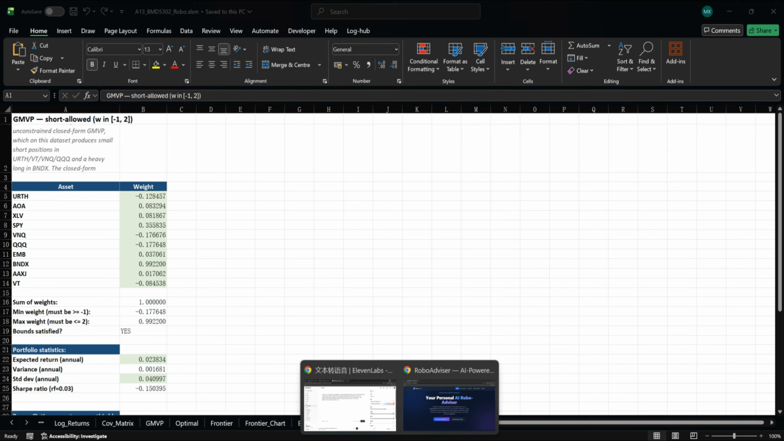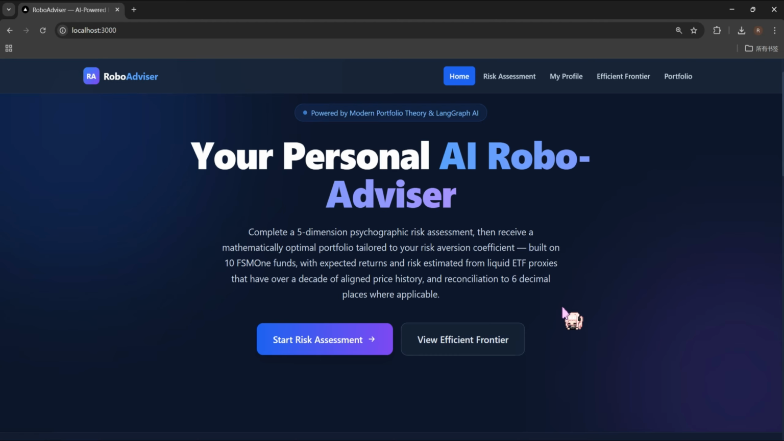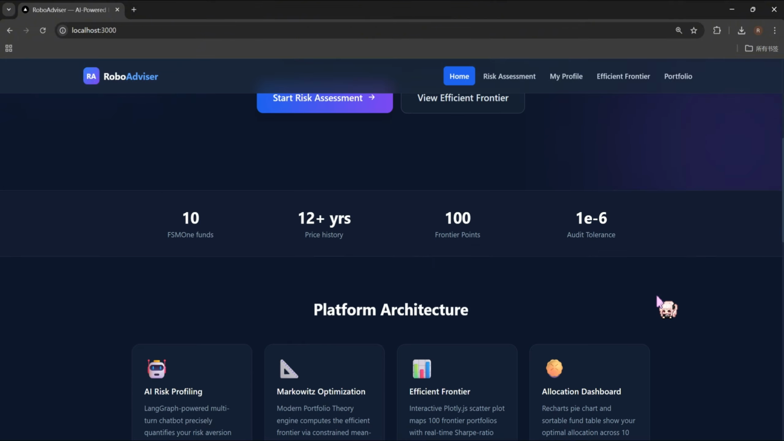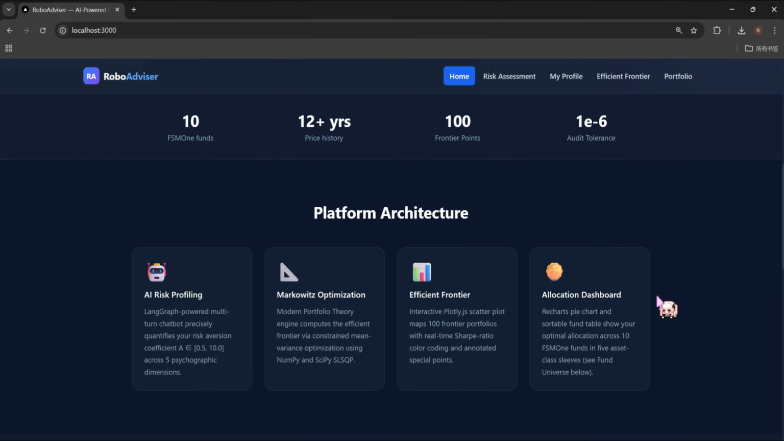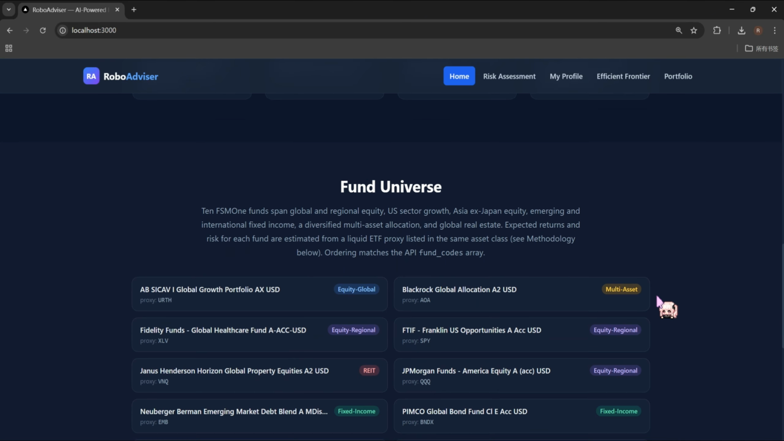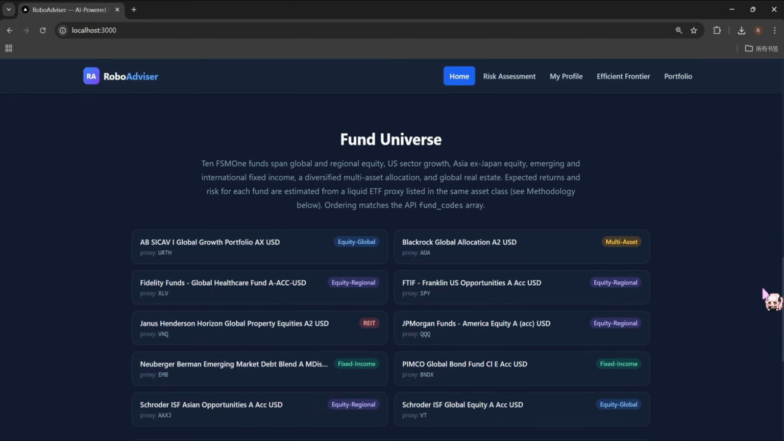With the inputs and the audit philosophy in place, I return to the product and show you how a user would actually use it, starting from the home page. This is the product home. From here, the user follows a linear story. Complete the risk interview, then inspect where the model places them on the efficient frontier in risk and return space, and then open the portfolio view to see names and weights that add up to a full investable story.